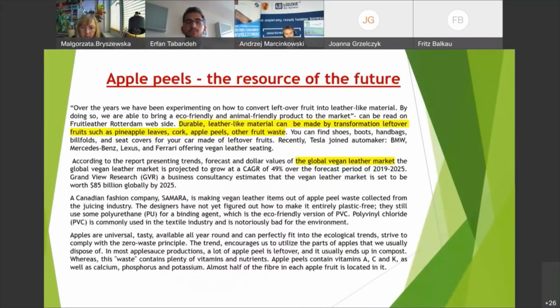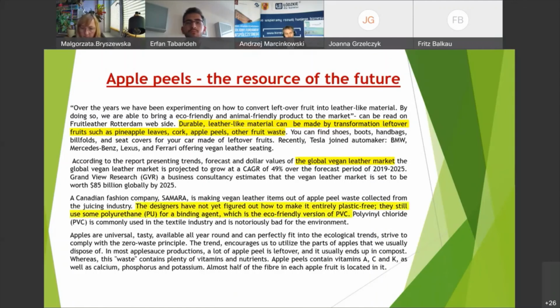Last semester, I presented to the students a problem described in this short text titled Apple Peels, the Resource of the Future. On the preparation step, I always try to combine information that potentially could become directions for the project development. In this case, it was that apple can be used for preparation of leather-like material. Then, the development of the vegan leather market is expected in the coming years.